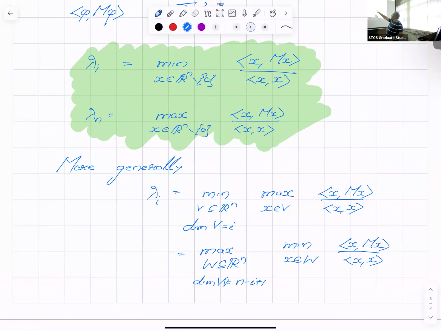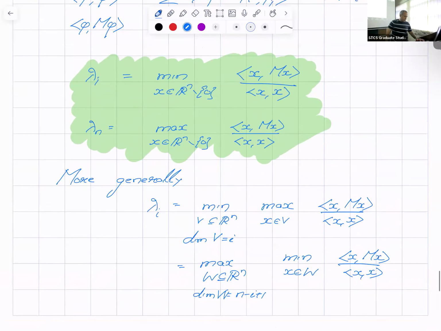For lambda 1, I'm just taking all subspaces of dimension 1, in which case there's only one vector in it, so it's the minimum of this quantity. And this is the max. I'm taking the other extreme, taking W's of dimension n for lambda n. Those written there are the two extremes of this, but this is true, and this can be easily got from this characterization.